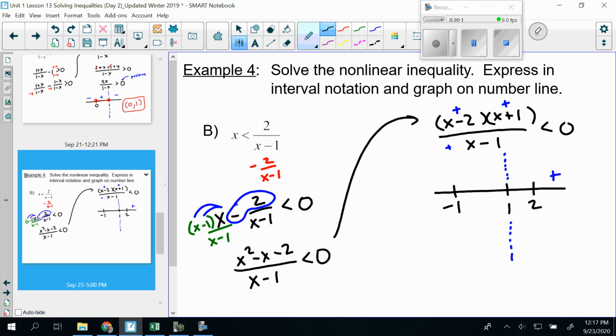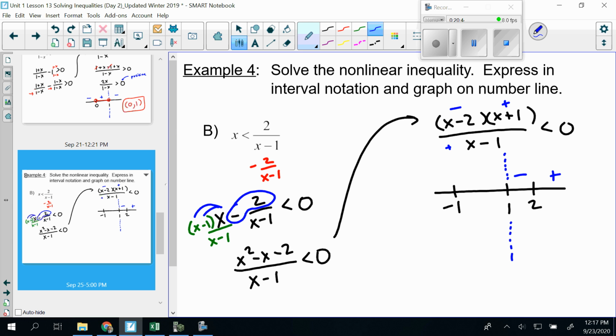If we pick something in between 1 and 2, like 1.5, now it changes a little bit. 1.5 minus 2 is going to be negative. 1.5 plus 1 is positive. 1.5 minus 1 is positive. If we multiply a negative and a positive on top, it's a negative number divided by a positive number. That's going to make that negative in that region.